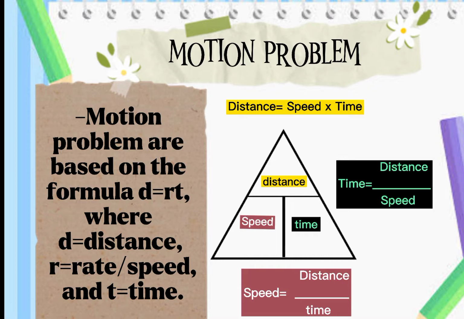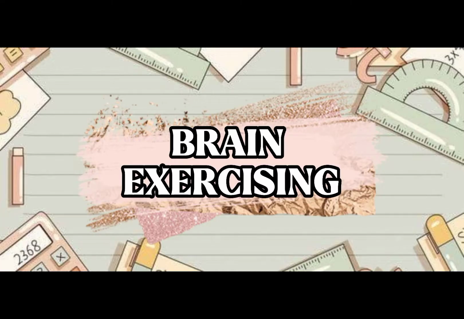If hinahanap natin yung distance, our formula will be distance equals speed times time. If hinahanap naman natin yung time, our formula will be time equals distance over the speed. If speed naman yung hinahanap natin, our formula will be speed equals distance over the time. And now, let's do some exercises. And I hope na naintindihan ninyo kung ano yung definition ng ating motion problem at ang mga formulas nito.